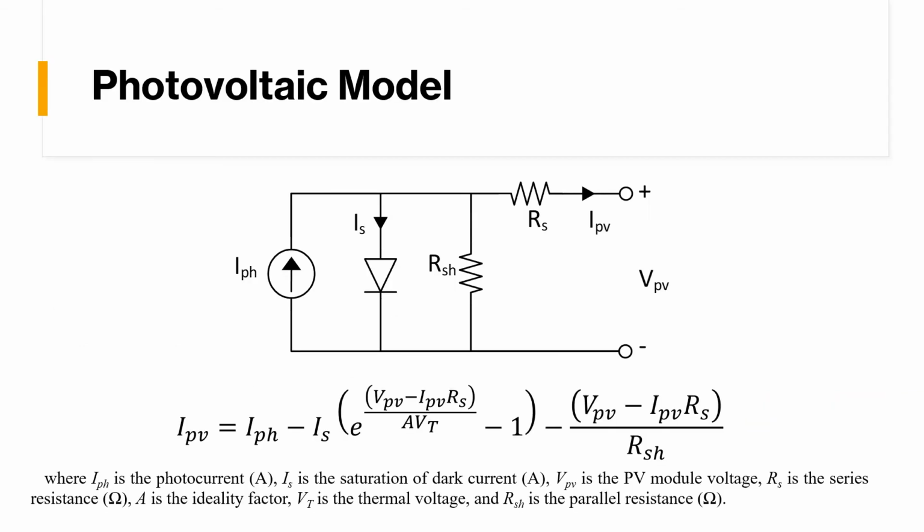The first one is the photovoltaic model. You can see here this is the standard single diode model, and the equation is shown below. The IPV equals IPH and so on.